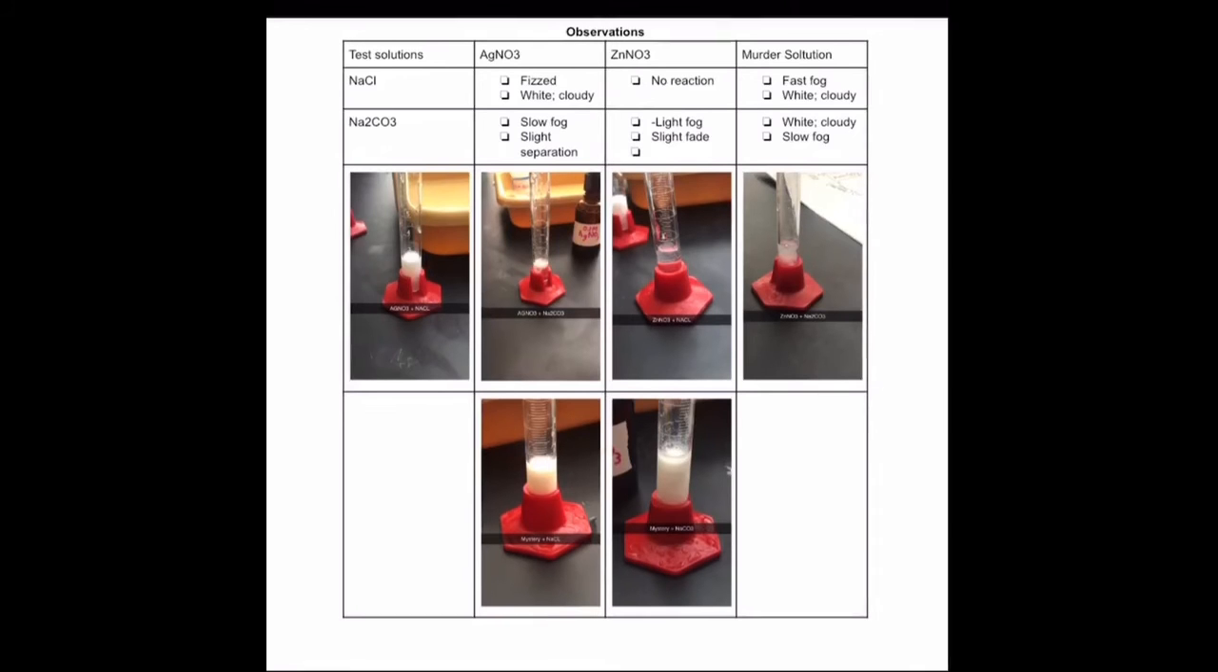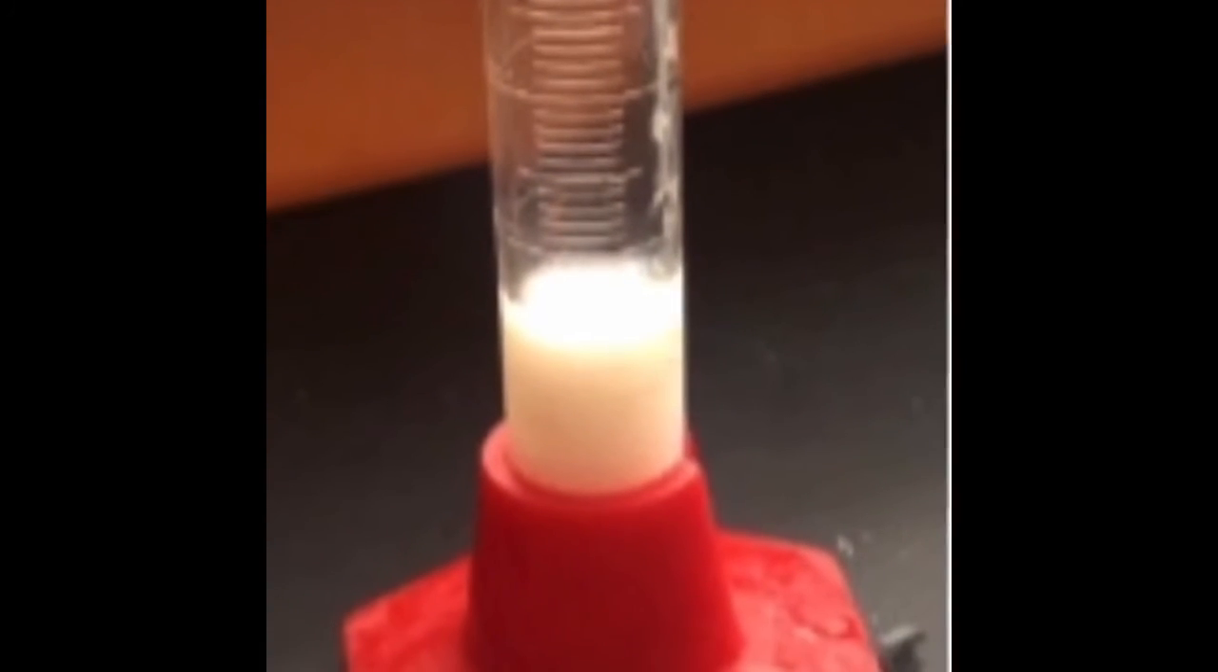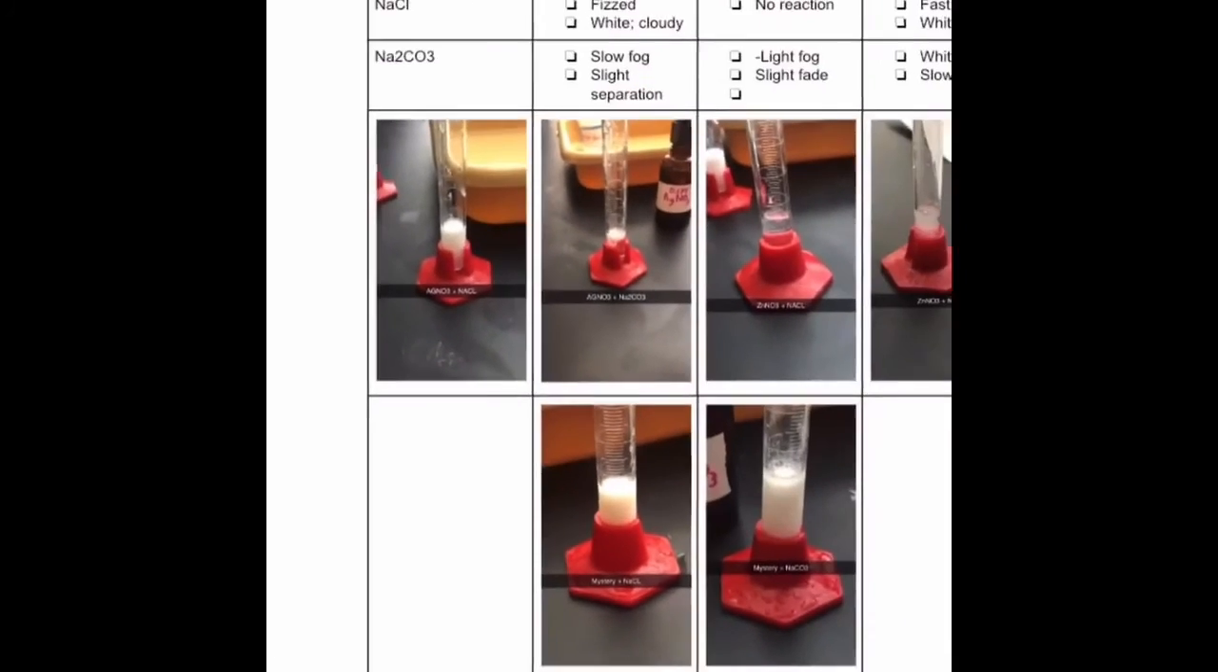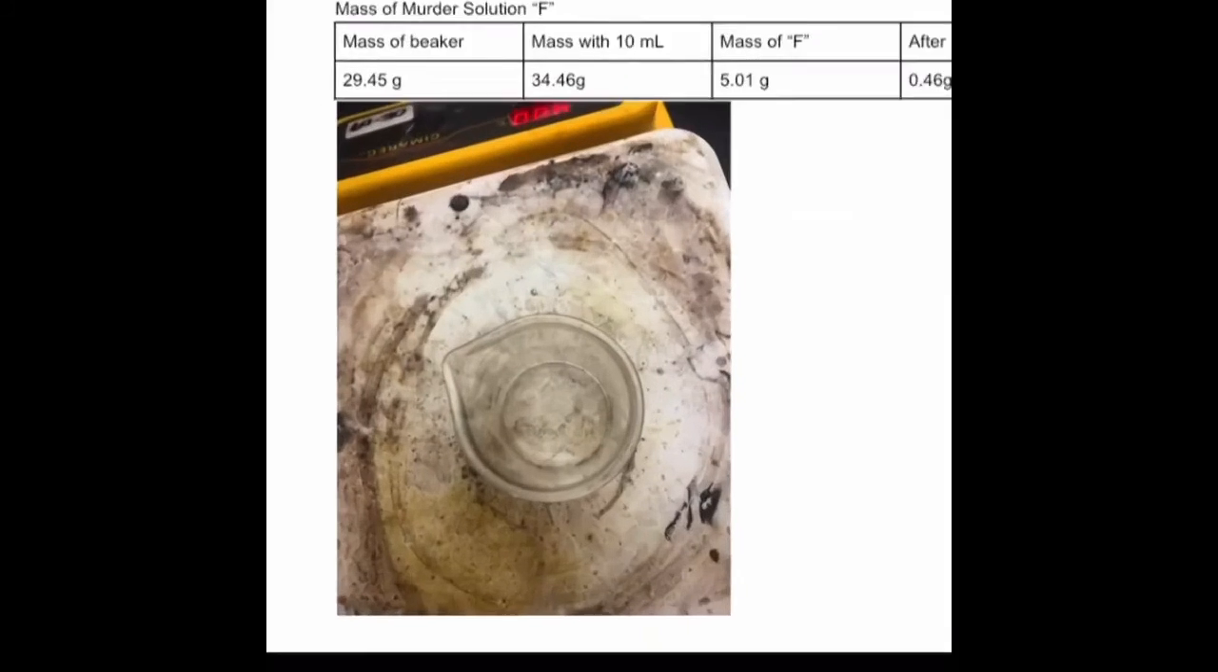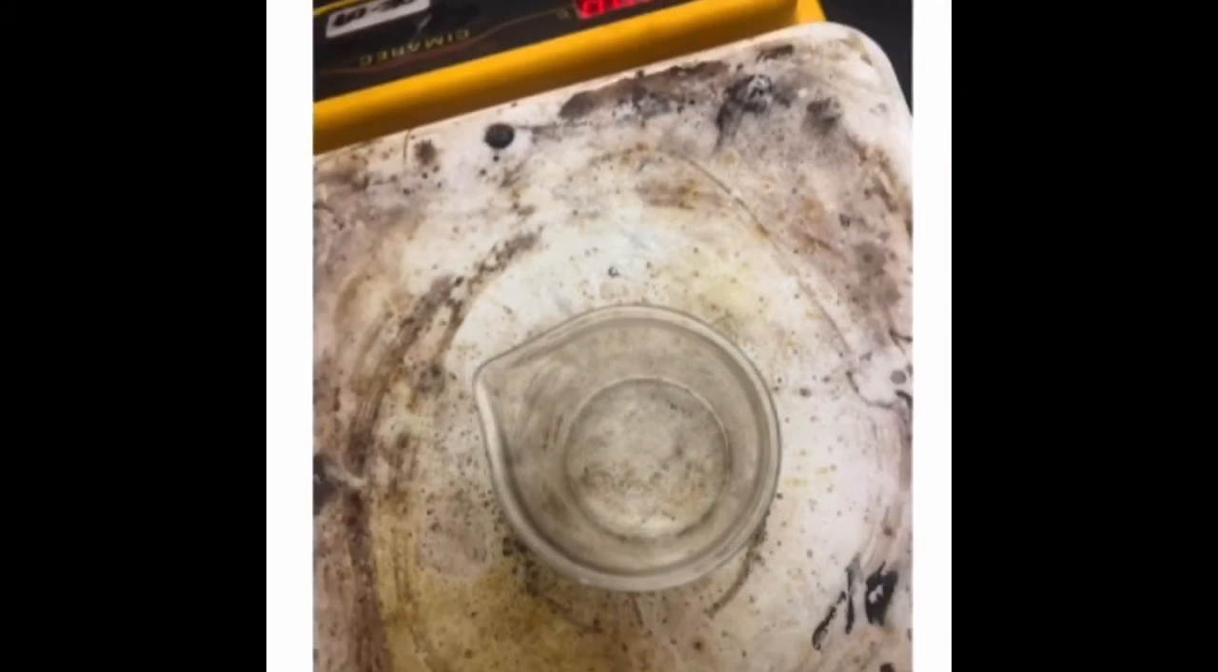As you can see, the AgNO3 is almost identical to the mystery solution. Therefore, the mystery solution is AgNO3. This is what we did to find the molarity. We boiled the murder solution, and as you can see, there's a little bit of powder at the bottom of the beaker, which we used to find the molarity.